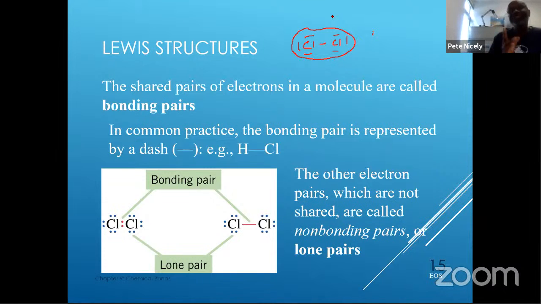The key thing you need to remember, if you're using this representation, is that each line represents a pair of electrons. That's very important because sometimes students confuse a line with representing a single electron, but each line represents a pair of electrons. Okay, so those are some simple examples.